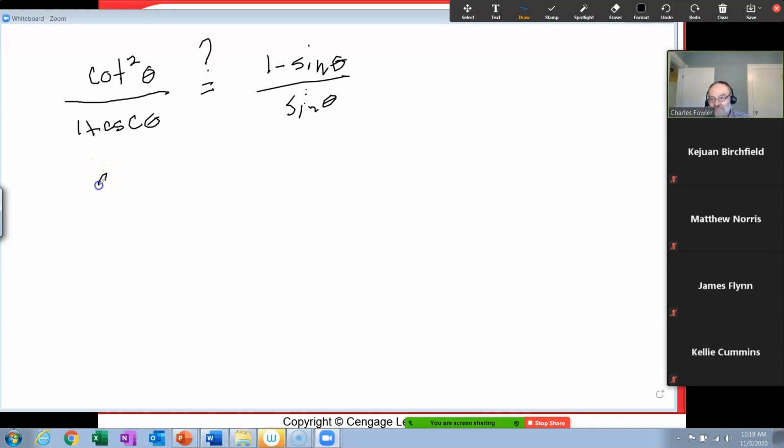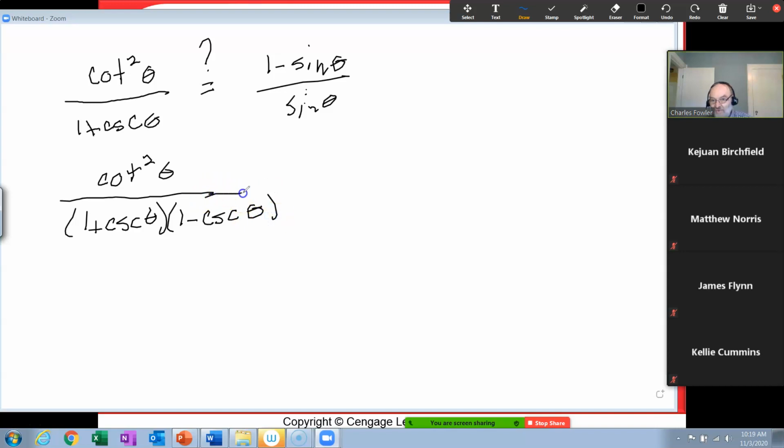So let's leave for right now cotangent squared theta in the numerator. In the denominator, we have 1 plus cosecant theta, and we're going to multiply by its conjugate, which is 1 minus cosecant theta. Now this is the first guess. No guarantee this is going to work. Well, I just changed the denominator, so I have to multiply by 1 minus cosecant theta in the numerator as well.